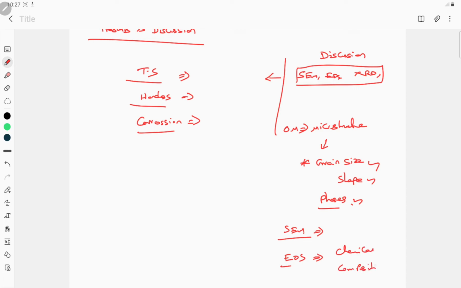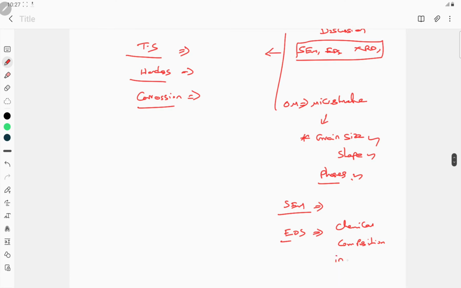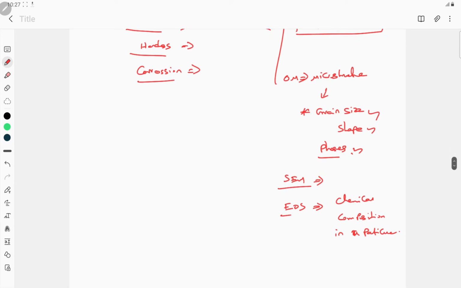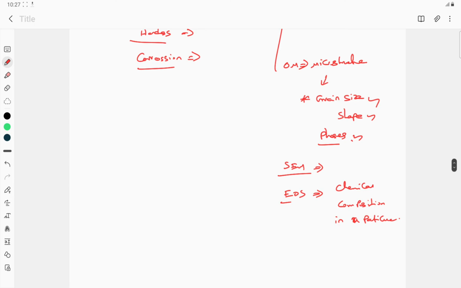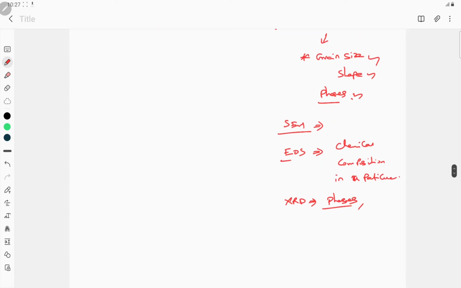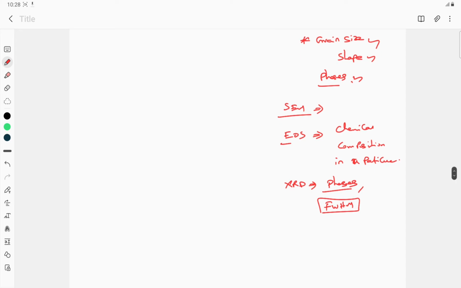Chemical composition in a particular area, that information can be obtained through EDS, and XRD also can be done to get information related to the phases that are present in the weld. Any secondary phases that have formed, we can confirm that through this XRD analysis, and we can get information related to full width half maximum, which gives an idea about the residual stresses present in the weld and crystal sizes. So all this information we get in an XRD.